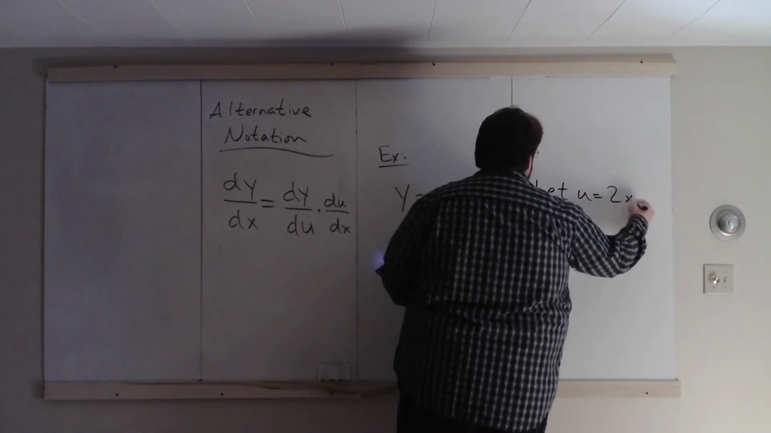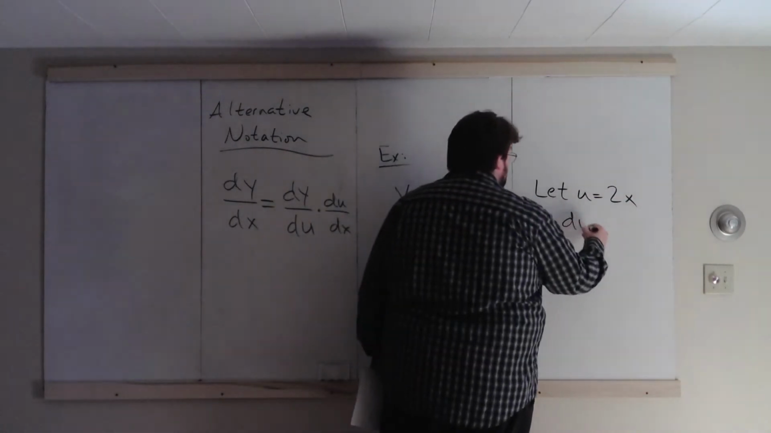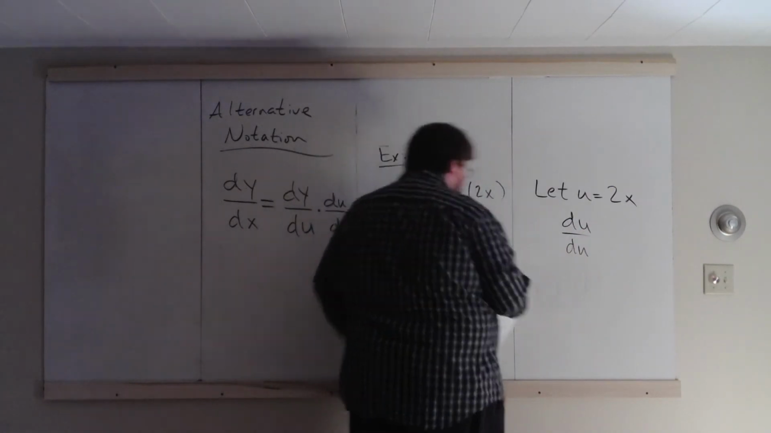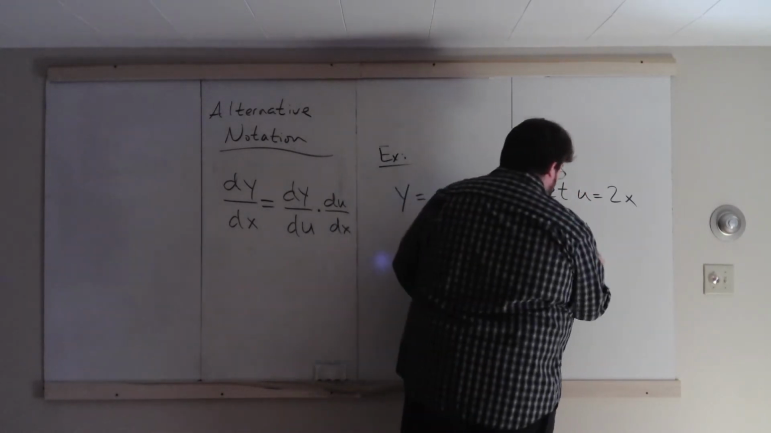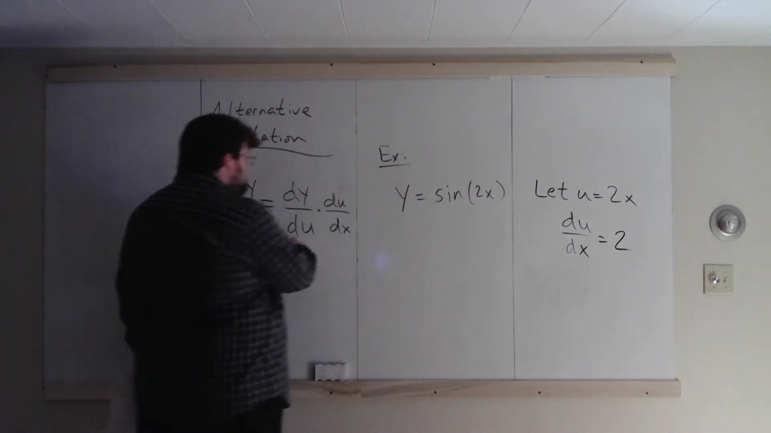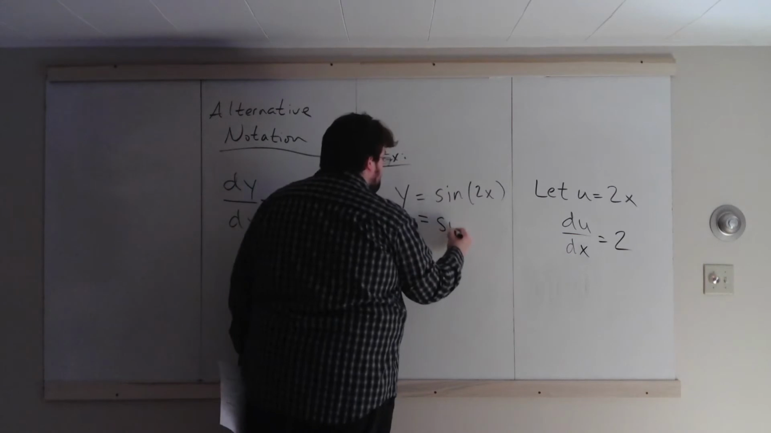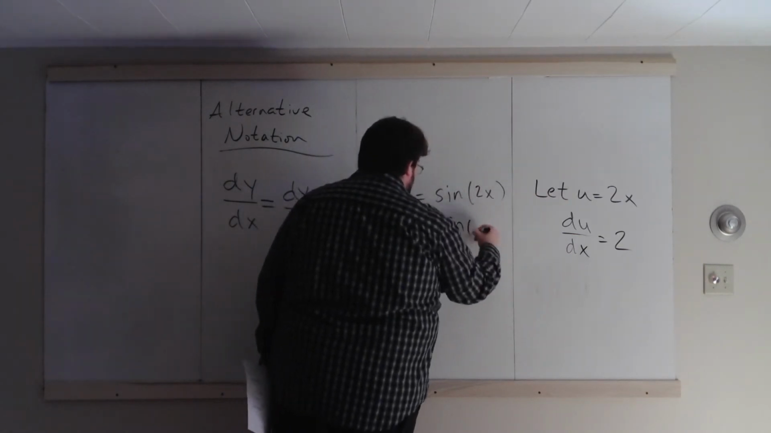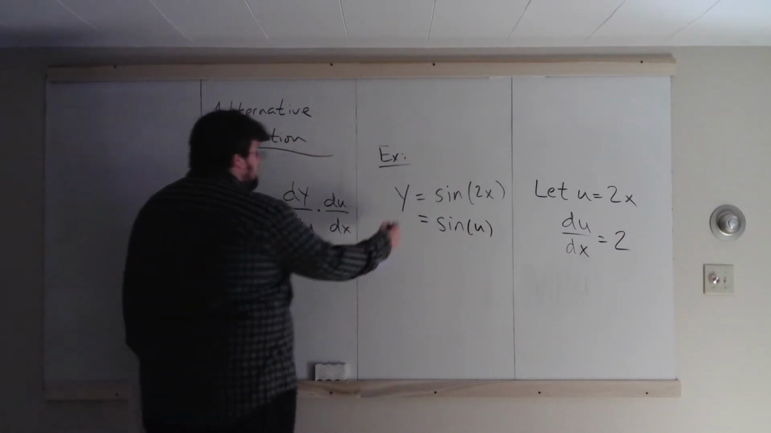Let u equal 2x, and write that over there. Now du dx we can find right away. du dx is just 2. dy du, well, let's substitute u in here, because we're replacing all the 2x's with u. So now y as a function of u is sine of u.